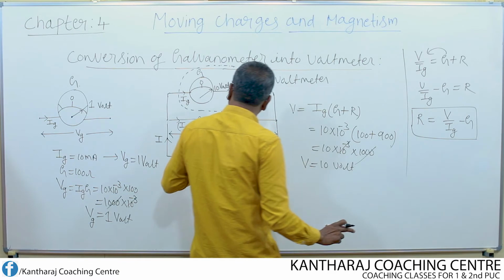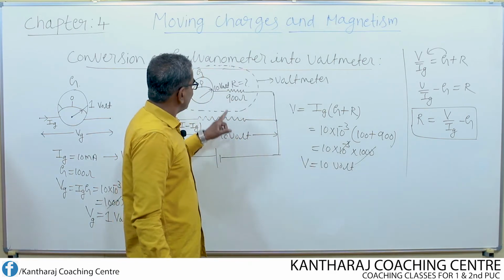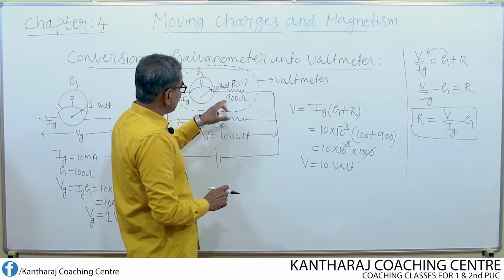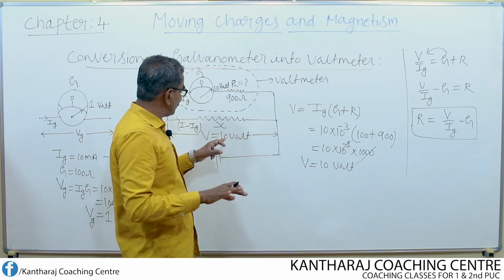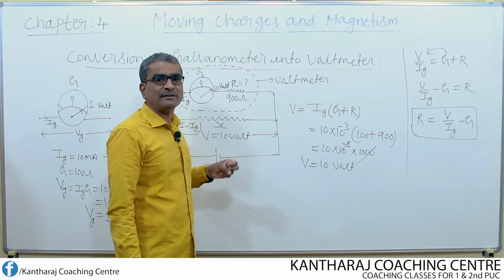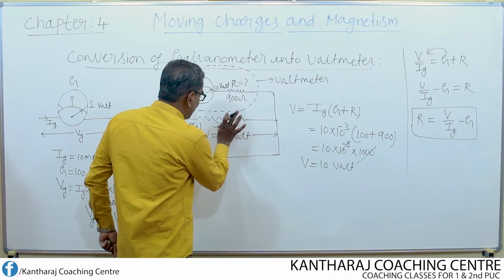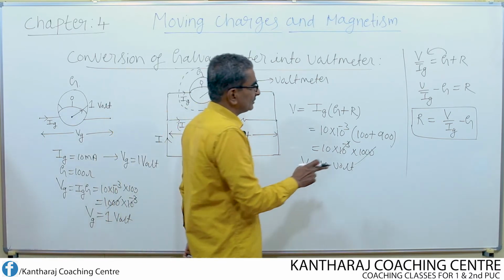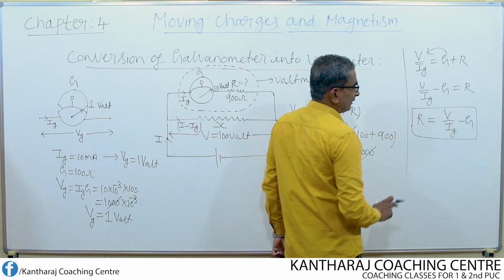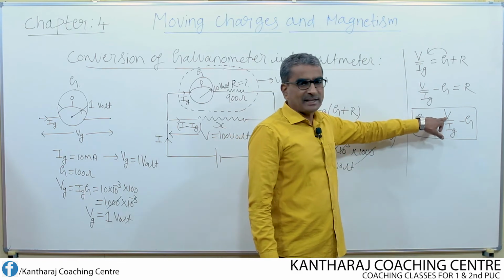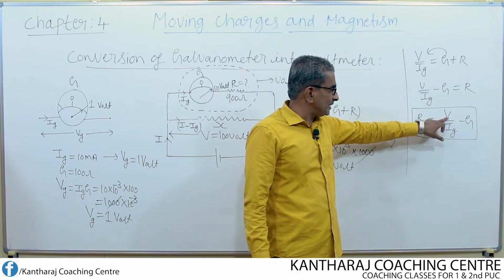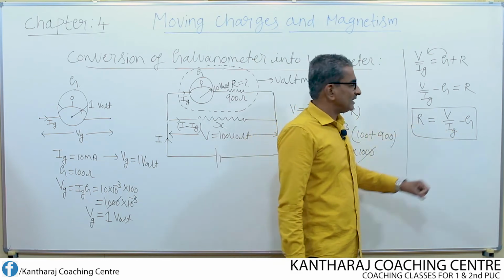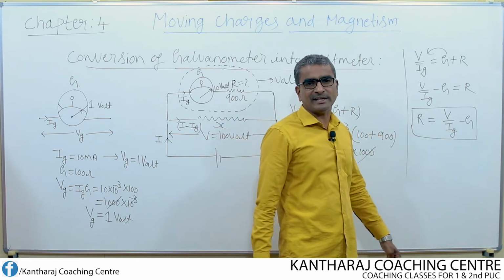Remember, if the voltage to be measured changes, then the value of R also changes. Here it is 900 ohm. I have taken an example to measure a potential difference of 10 volt. If 100 volt is to be measured, then the value of R changes. We can find it out from this equation. If you know the range of voltage to be measured, the current that produces full scale deflection, and also the galvanometer resistance, then the value of R can be calculated.